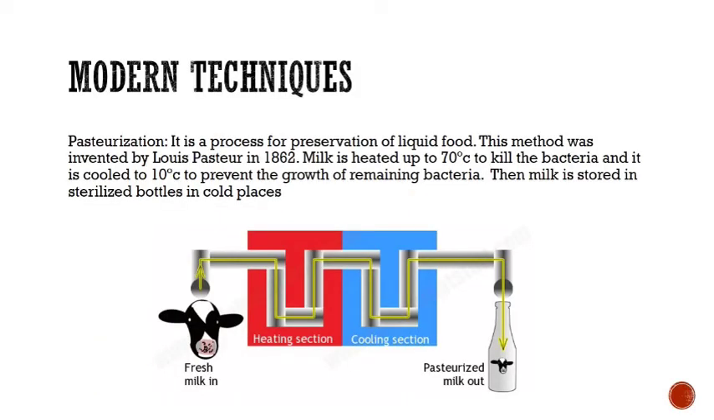Modern techniques. Pasteurization. It is a process for preservation of liquid food. This method was invented by Louis Pasteur in 1862. Milk is heated up to 70 degrees Celsius to kill the bacteria and is cooled to 10 degrees Celsius to prevent the growth of remaining bacteria. Then milk is stored in sterilized bottles in cold places.